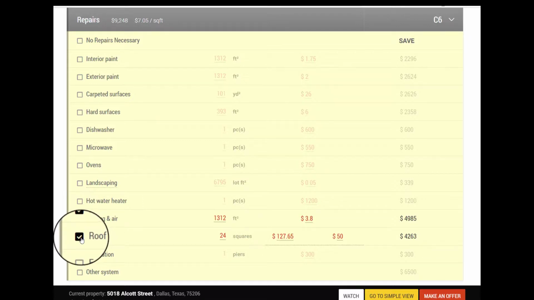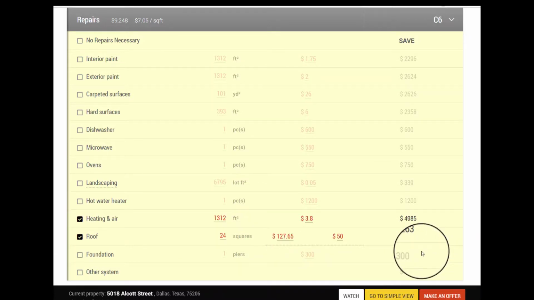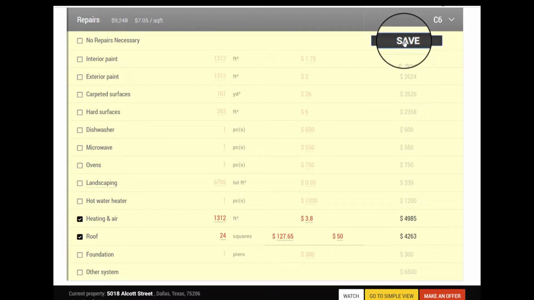Okay. I also clicked roof. There should be 24 squares. It's about a $4,200 event. Now you can change these numbers, and you can save this. Okay. You'll be able to manipulate all of the libraries in here to meet your needs.